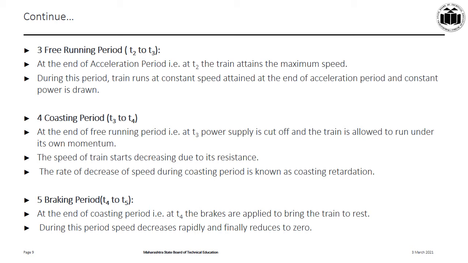The last is braking period between T4 and T5. At the end of coasting period, the brakes are applied to bring the train to the rest position. During this period, speed decreases rapidly and finally it reduces to zero.